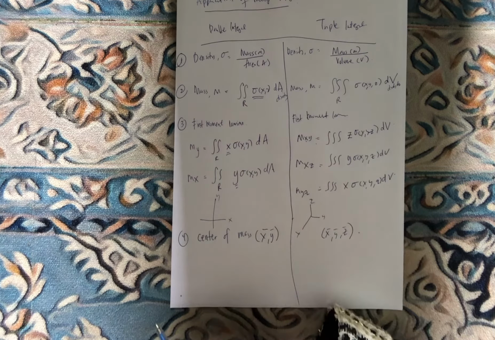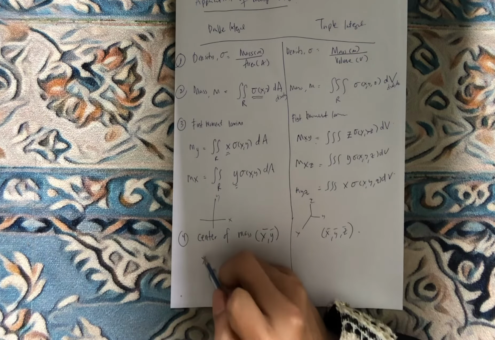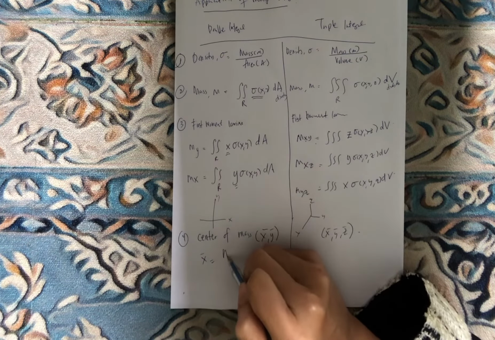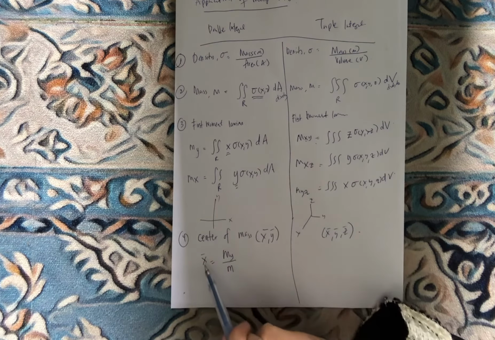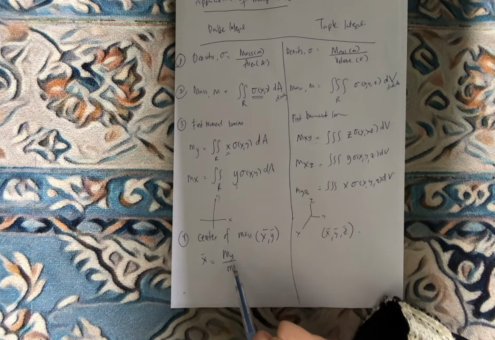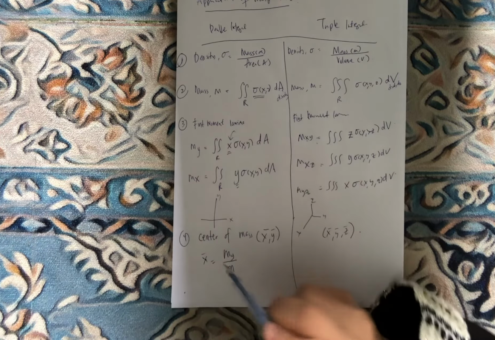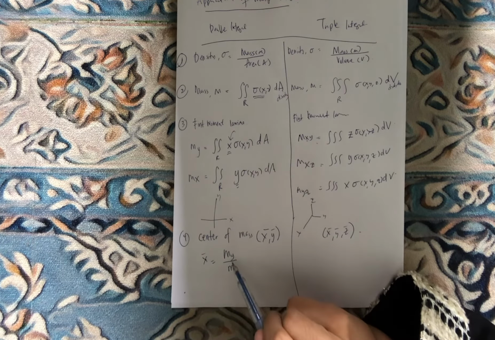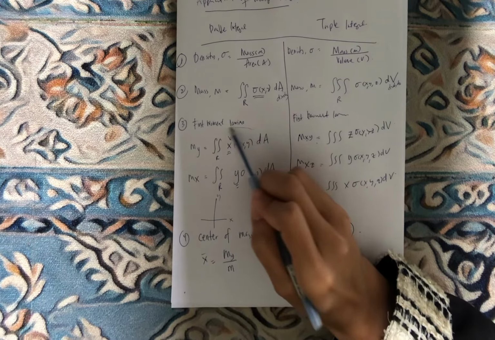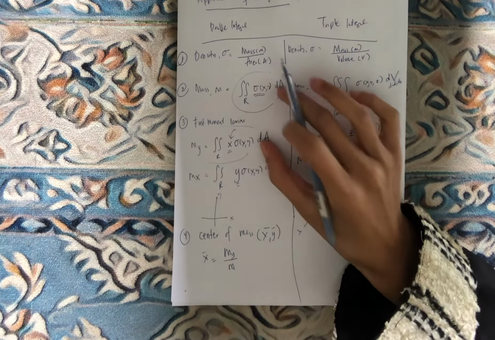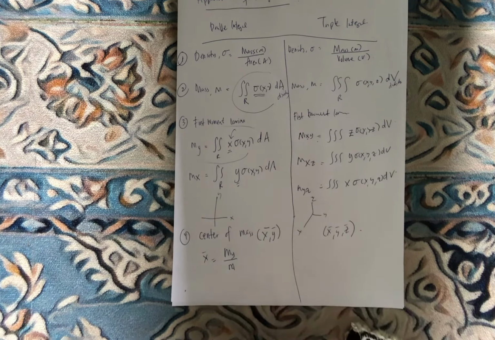How do we get x bar and y bar? For x bar, for the double integral, the formula is My over M. Can you see here, this x bar is about the y axis, because if you refer back to this formula, here is x, that's why it is My. My you get from the first moment. How about M? M is the mass. So you find these two, then combine them into this formula, and you will get your center of mass.